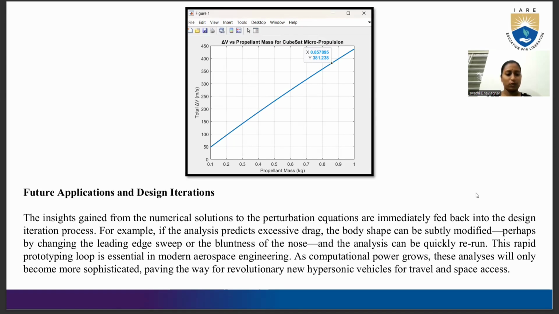iteration process. For example, if the analysis predicted excessive drag, the body shape can be subtly modified, perhaps by changing the leading edge shape or the bluntness of the nose, and the analysis can be quickly rerun. This rapid prototyping loop is essential in modern aerospace engineering, as is computational power.